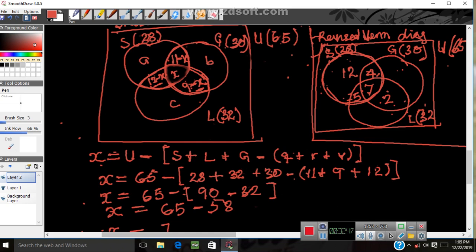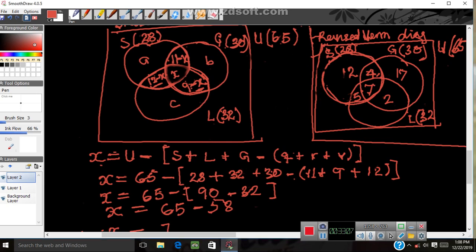Take 13 from 30, and you are going to be left with what? 17. So I've got 17 here. My 7 is so big. Let me reduce it.